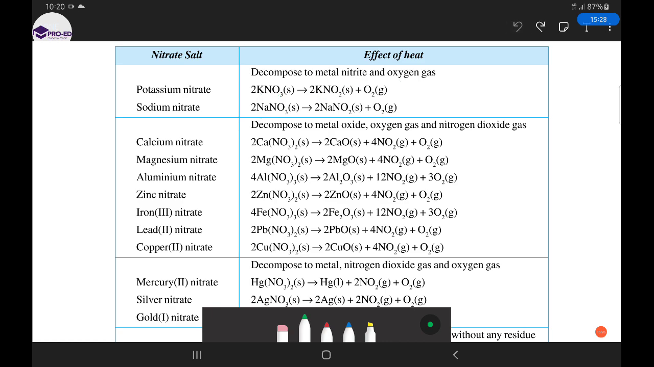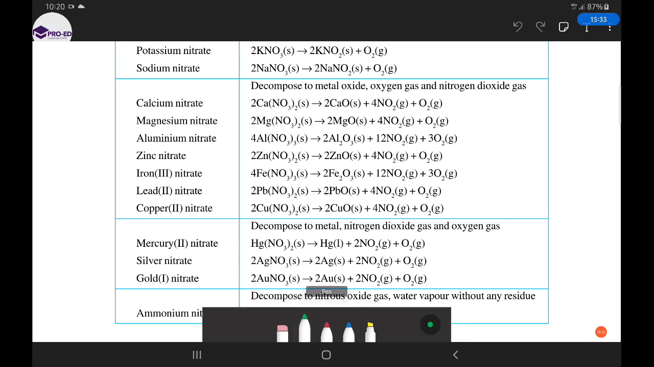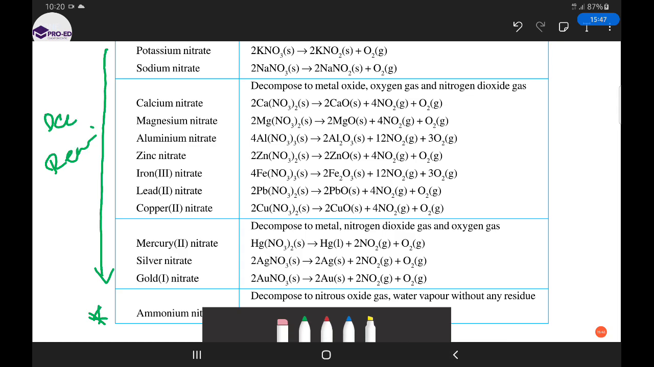Okay, let's move on. Again, guys, we are following the reactivity series. We are going down from most reactive to least reactive, and ammonium will be a special case. So this is decreasing reactivity.